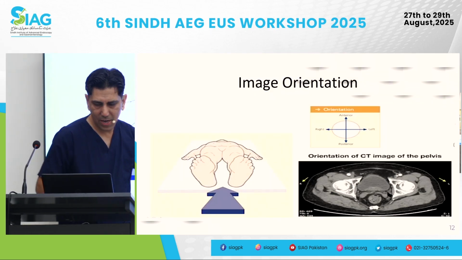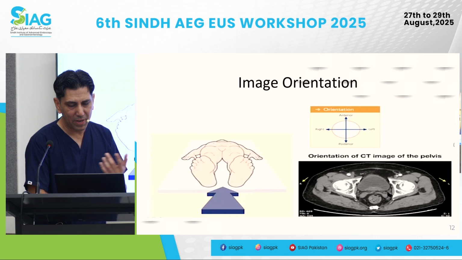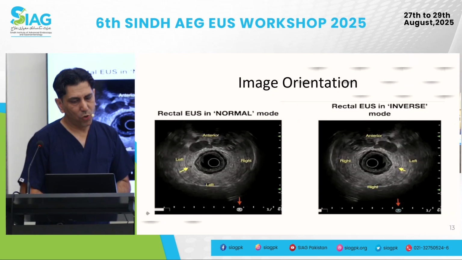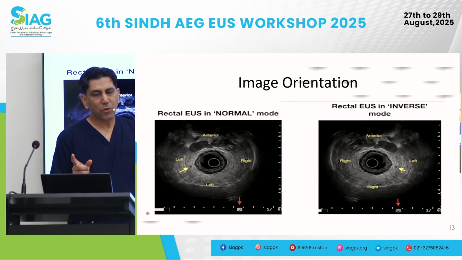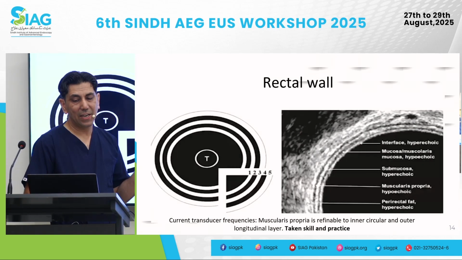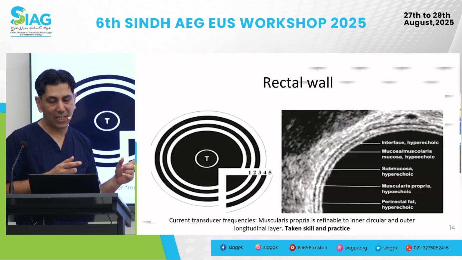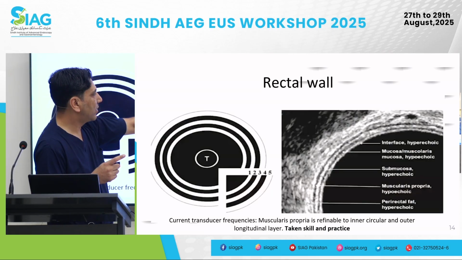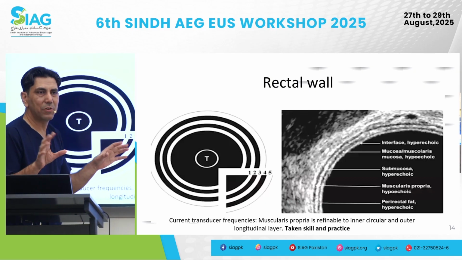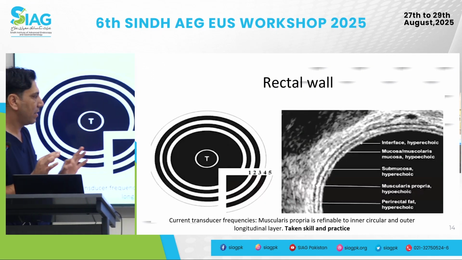And then having a cross-section imaging should make some sense. So whether it's going to be the normal mode or the reverse mode should not make much of a difference, again, depending on what position your patient is lying in. Remember those layer differentiations of two black layers, which are the muscle layers.